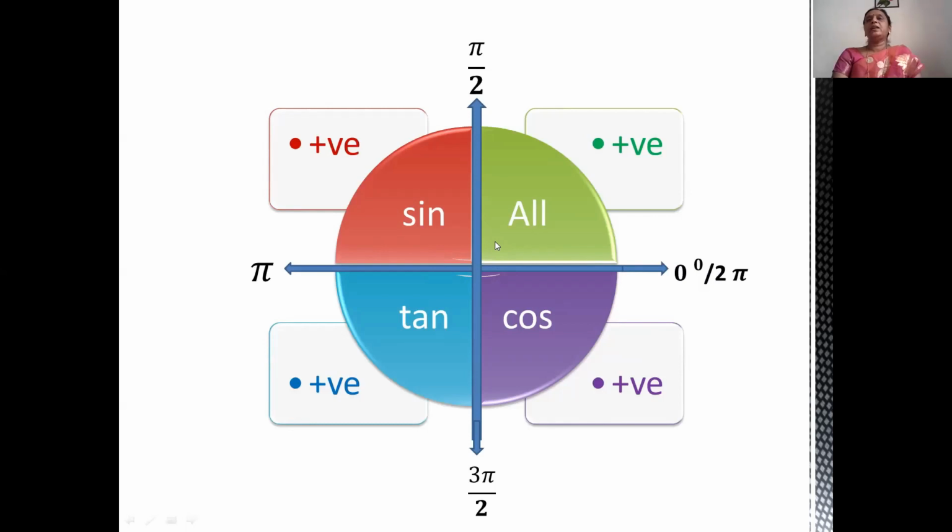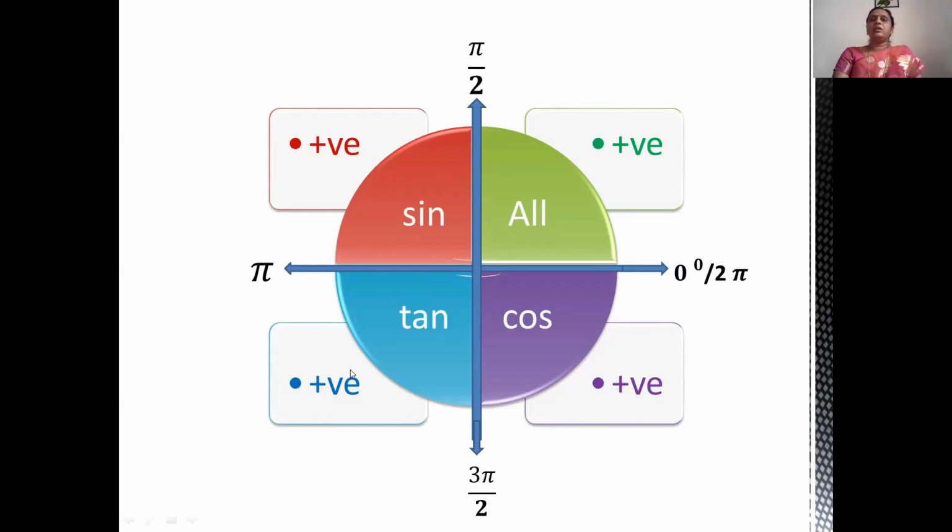And we have already studied in 11th standard that in the first quadrant, all the 6 trigonometric functions, that is sine, cos, tan, cot, sec and cosec, are positive. And in the second quadrant, sine and its reciprocal, cosec, are positive and the remaining 4 trigonometric functions are negative.